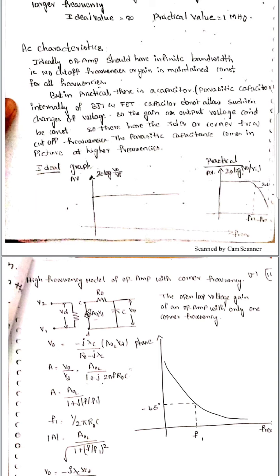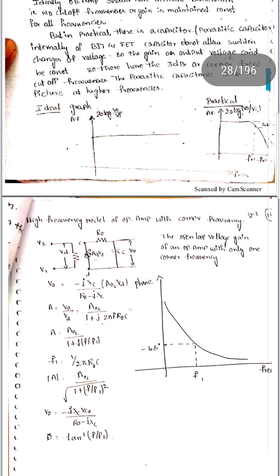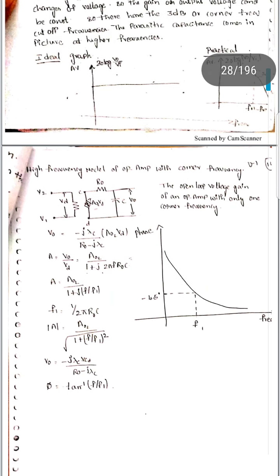The parasitic capacitor comes into the picture at the higher frequencies. This is the ideal graph, this is the practical graph. High frequency model of op amp with corner frequency. This is the open loop voltage gain of an op amp with only one corner frequency, that is this one.